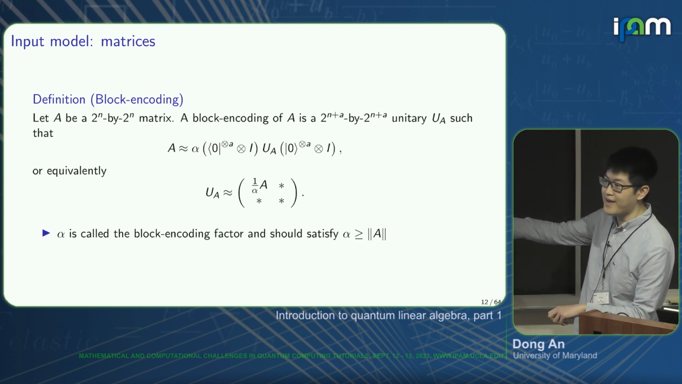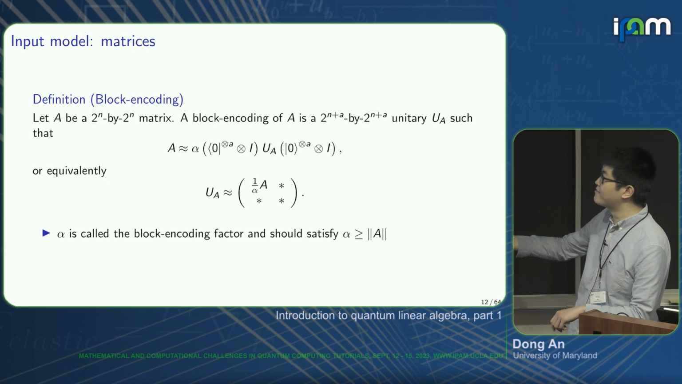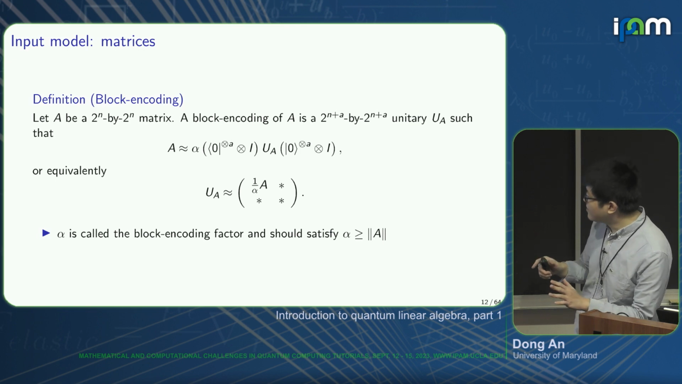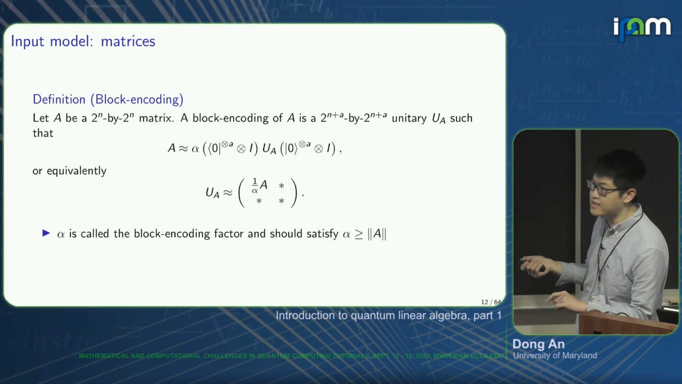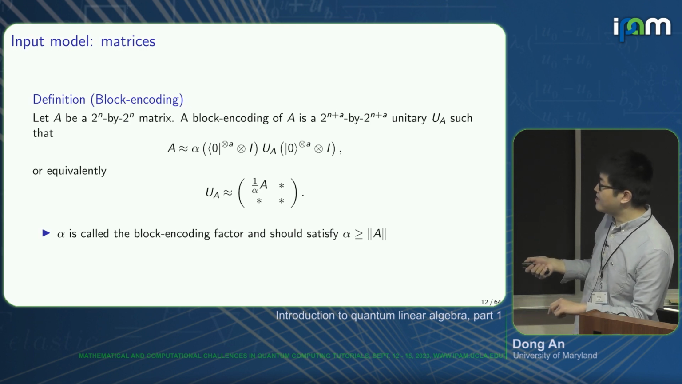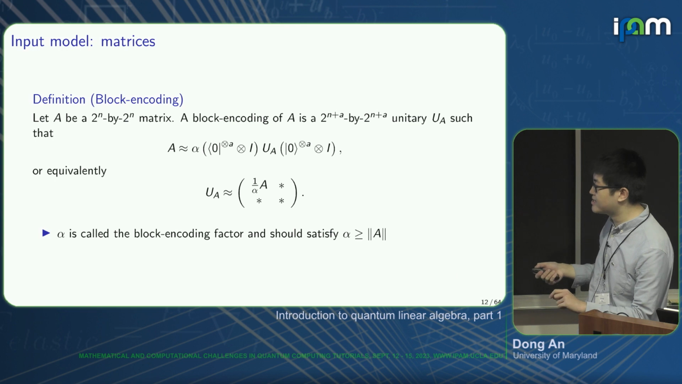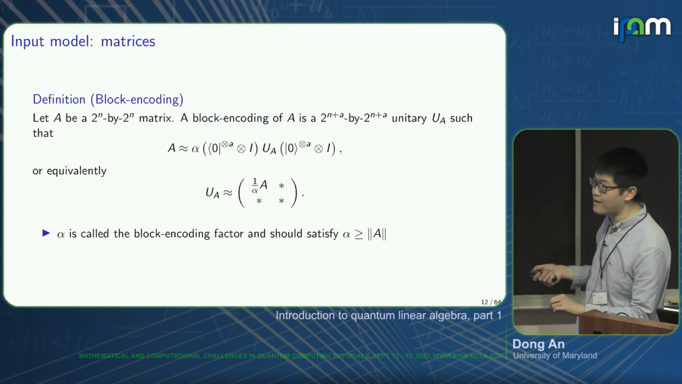a larger unitary U_A, which is of dimension 2 to the n plus a by 2 to the n plus a, such that if we only look at the upper left block of this unitary, it becomes a rescaled matrix of A. This is the formal definition using the tensor product language, but in standard linear algebra language, you can view U_A as a larger matrix, and in the upper left corner we have A over alpha, which is the rescaled information of my matrix A. For the other three blocks, at this point we don't really care what they are.